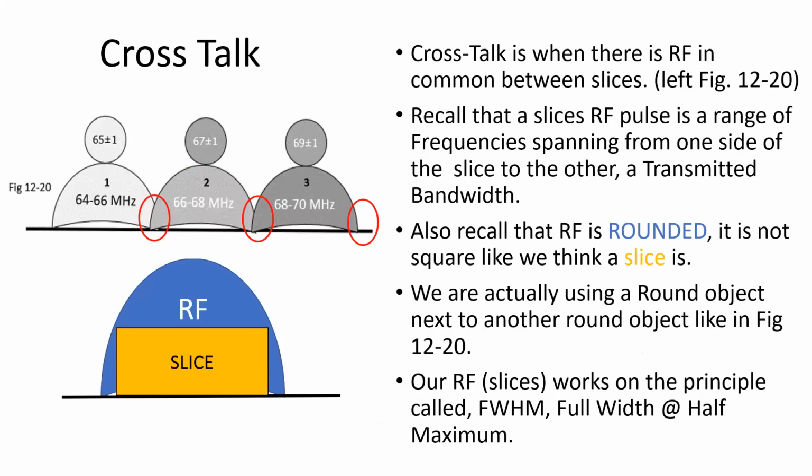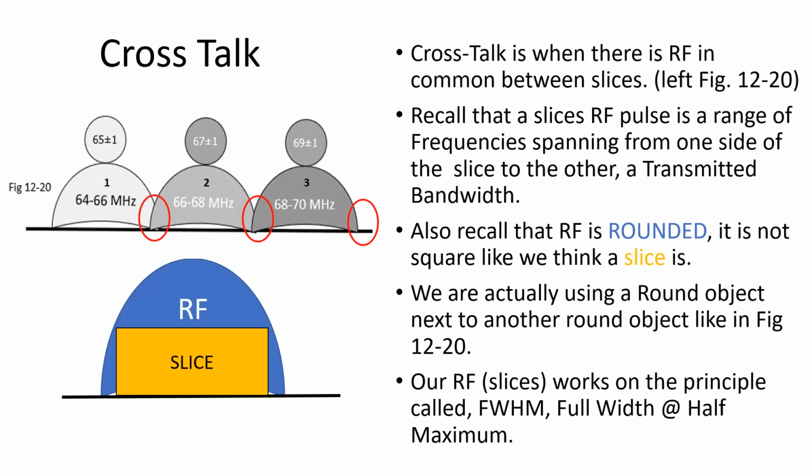All right, so here's crosstalk. Crosstalk comes when there's RF in common between slices. So on the left, figure 1220, slice 1 and slice 2 have a little bit of RF in common. Look at those numbers. 64 to 66 in slice 1, and then slice 2 is 66 to 68. Well, what's in common? 66. So when you excite slice 1, you're exciting just a little bit of slice 2. So the overall signal to noise of slice 2 is going to be just a little bit lower.